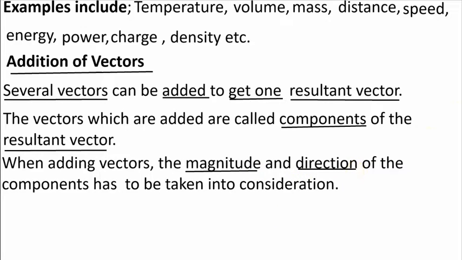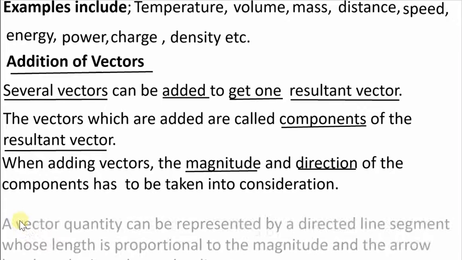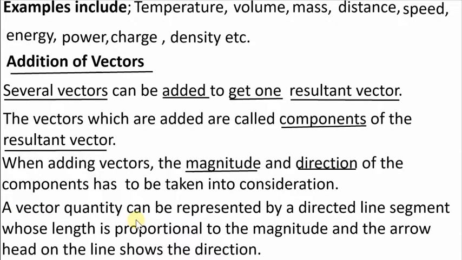Very important, these things. Then we are saying that a vector quantity can be represented by a directed line segment whose length is proportional to the magnitude, and the arrowhead on the line shows the direction. So a vector quantity can be represented by a directed line segment, meaning if I want to talk about a vector quantity like displacement, sometimes I can represent it using an arrow like that.